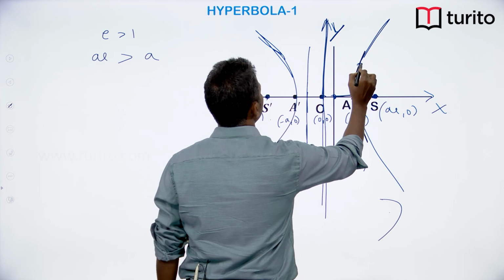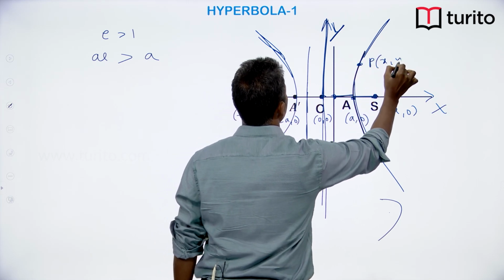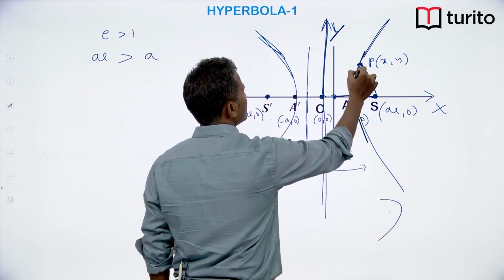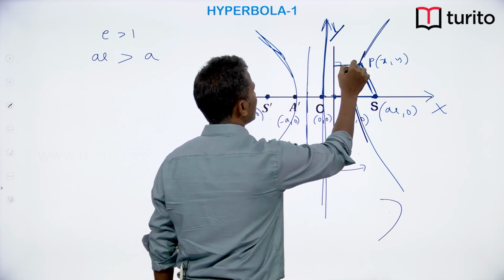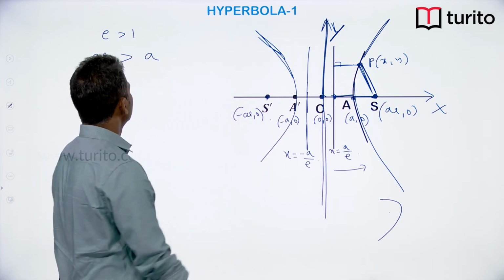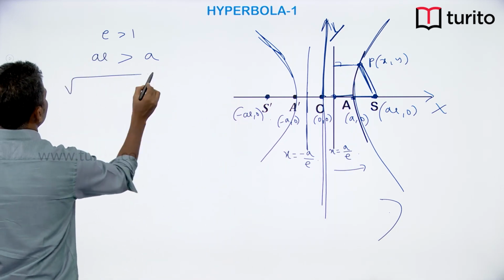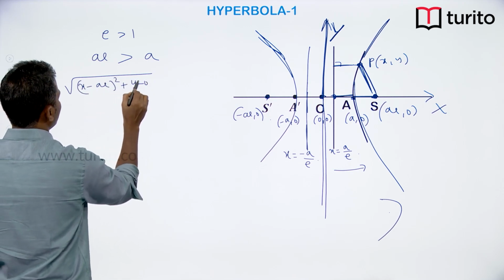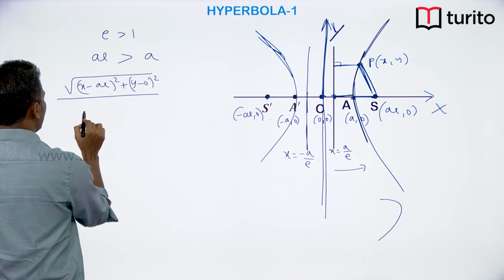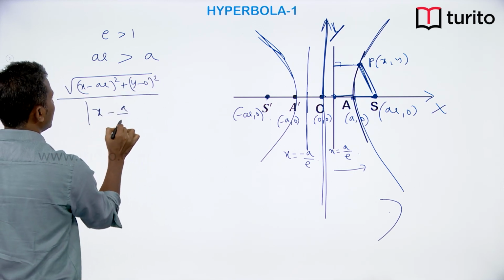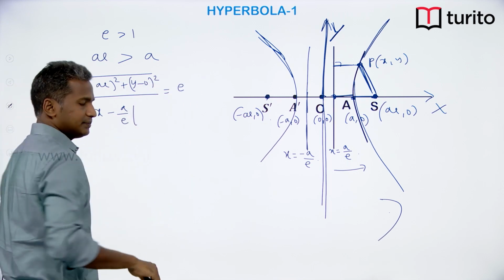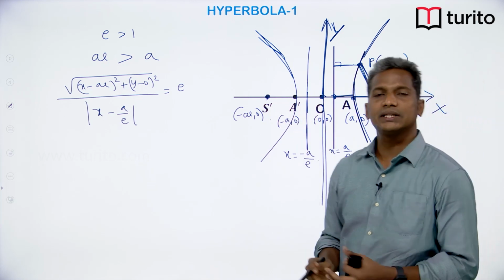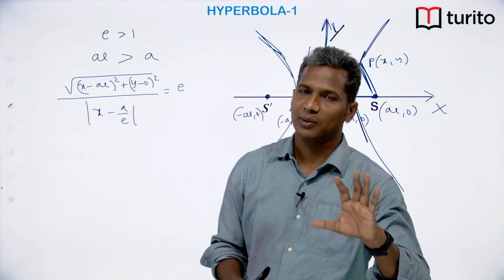If there is any variable point P here, which is let us say (x, y), it must satisfy the definition which says this distance and this distance are always at a ratio E. So, what do we get here? Root of (x minus AE) whole square plus (y minus 0) whole square, divided by mod of (x minus A by E), must be equal to E. So, this is the definition. Now, if we simplify this, we will get the equation of the hyperbola.